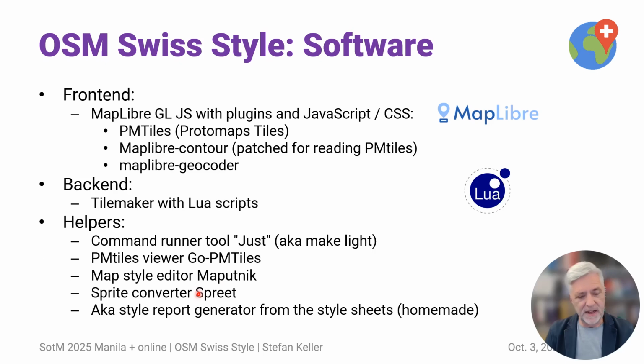And then we implemented ourselves some kind of report generator which consumes style sheets and tries to find all styles we used in the JSON file of the MapLibre GL JS in order to keep an overview which styles we are using at which level.